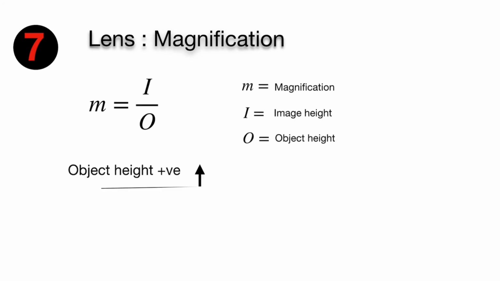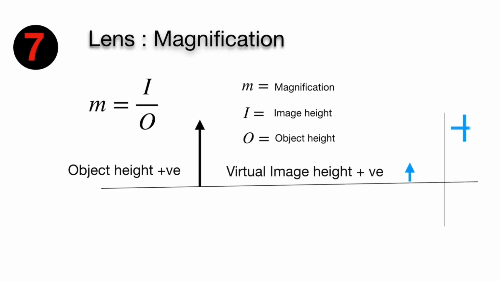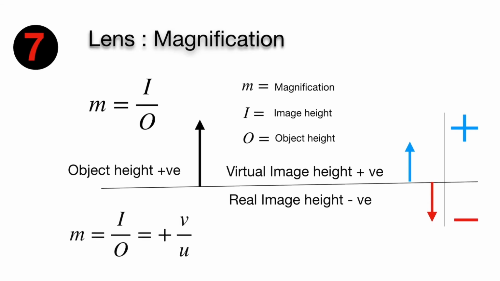Next is lens magnification. Lens magnification is similar to magnification by mirror, and this is given by the ratio of height of the image and height of the object. Object height is positive when object is above the principal axis, which is in most of the cases, and the virtual image height is also positive. In case of real image, the image height is negative. The real images are inverted and below the principal axis. It is a ratio of image distance and object distance.